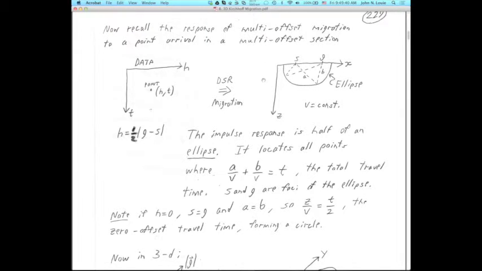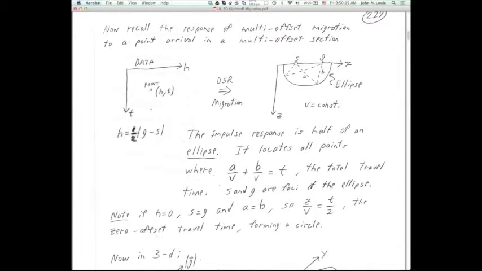Here's the cross section in the model domain. Data domain, model domain on the right. Okay? And the cross section is in X and Z. There's the source point. There's the receiver point. Okay, and the locus of all points that could contribute to this impulse at H and T is an ellipse. In constant velocity, it's exactly an ellipse.